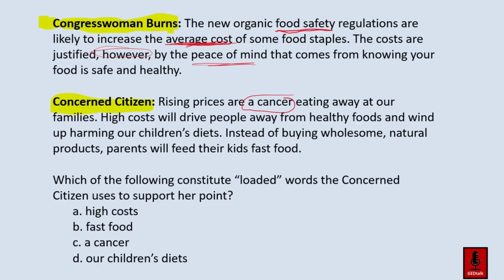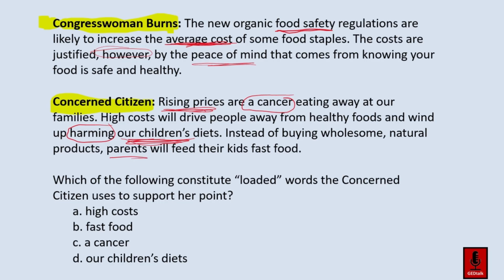But this concerned citizen uses this word in order for you, the reader, to know how he or she feels about the concept of rising prices when it comes to foods. So they are a cancer eating away at our families. High costs will drive people away from healthy foods and wind up harming, and not just harming anybody, but who? Children. Oh my gosh. Nobody wants to hear about children being harmed, let alone their diets being harmed. So this concerned citizen knows about using strong words to make you, the reader, agree with their point of view versus the other side. And then it even goes on to say that instead of buying the wholesome foods, parents will feed their kids fast foods.